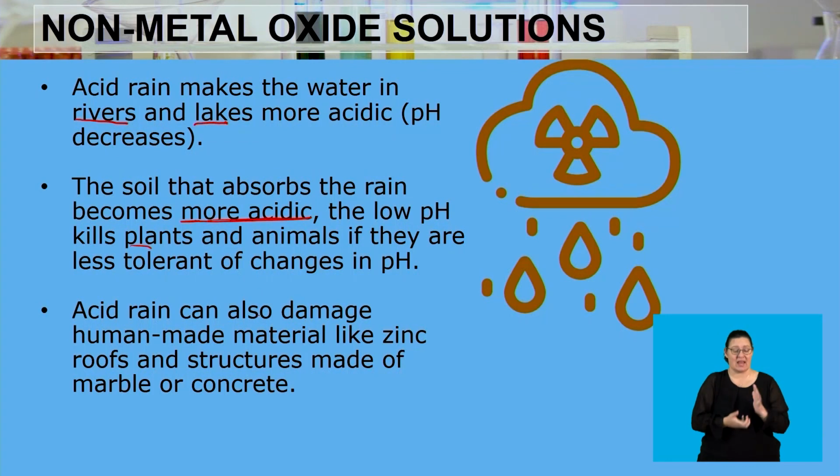So not only does it cause damage in the environment, in the decorations that we see, but also in our natural substances, our water that we are drinking, and the plants that we are obviously eating for food. And then it can also kill the animals that are in our environment. So not only just the man-made substances. Acid rain can also cause damage to human-made materials like the zinc roofs and structures made of marble or concrete. So as we can see, the non-metal oxide solutions are causing a lot of damage to our environment.